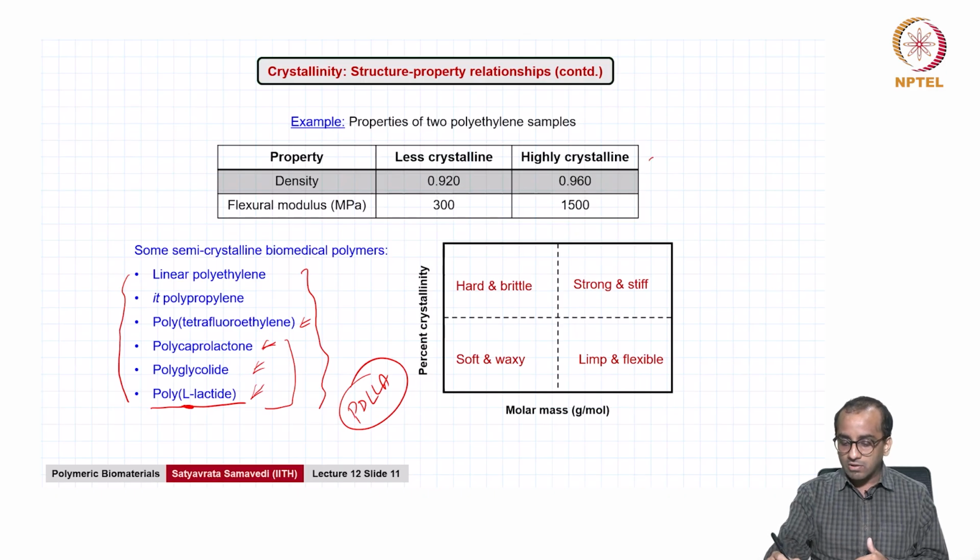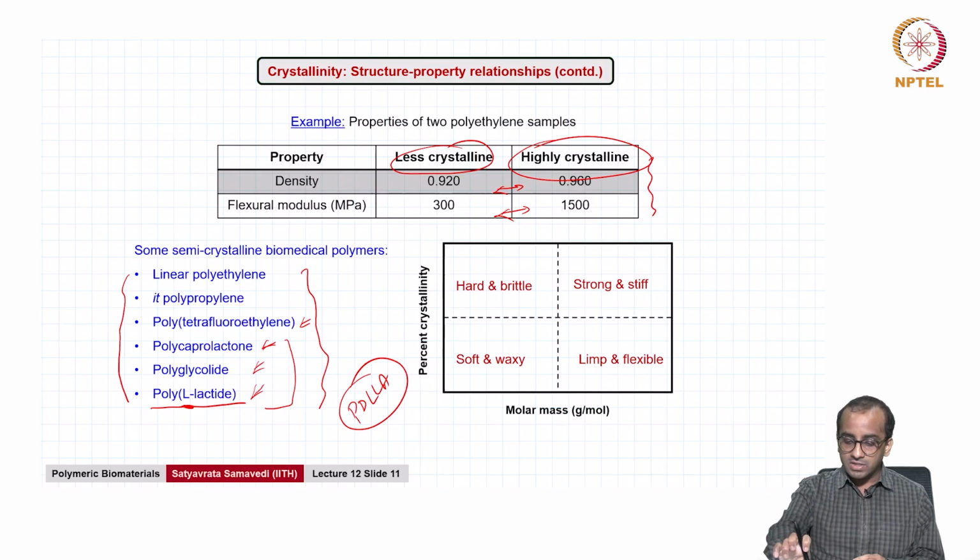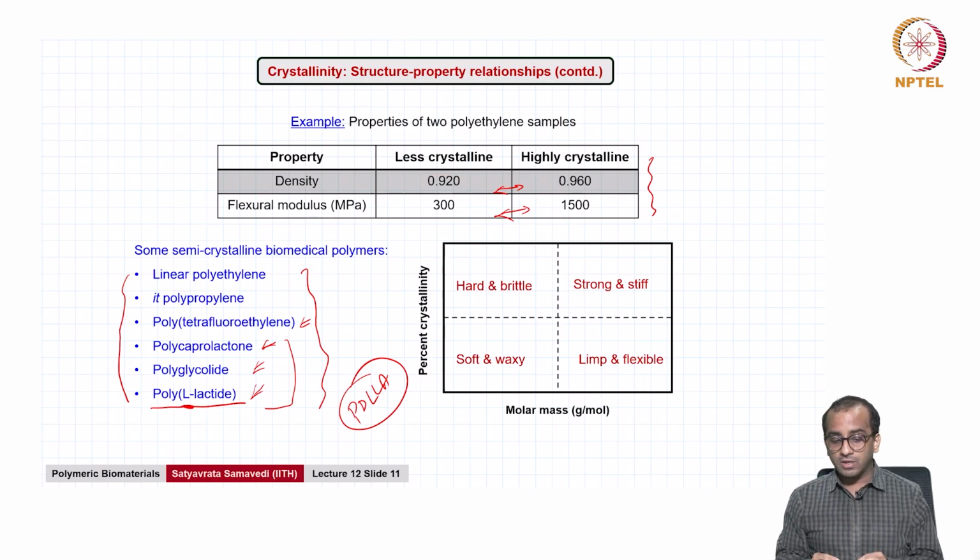The other thing we will look at is the effect on mechanical properties, and shown here is just one example of that. If you take two polyethylene samples, and one is less crystalline, the other is highly crystalline, you can see that not only are there density differences, there are also significant differences in flexural modulus, simply the quantification of the bending ability or the bending modulus of the polymer. And you see, for the same chemical structure, just depending on the degree of crystallinity, you can have very large differences in a property like flexural modulus, which is a mechanical property.